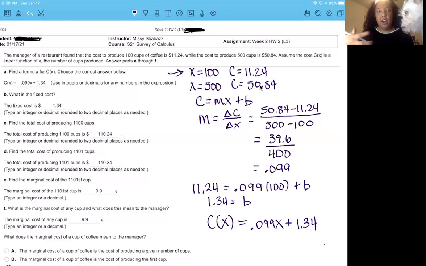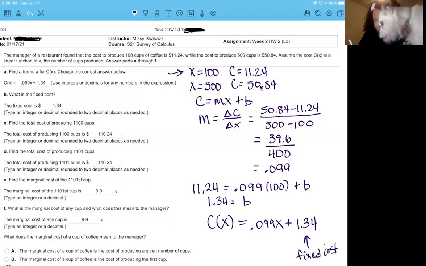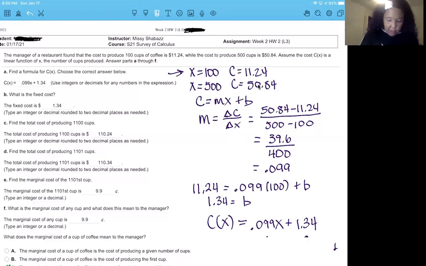And so let's just think about it like we talked about in class. We had a variable cost and we had a fixed cost. So this is going to be my fixed cost, and this is going to be my variable cost. So it asked me what is the fixed cost? Oh, 1.34. We just talked about that. So here is my fixed cost, 1.34.